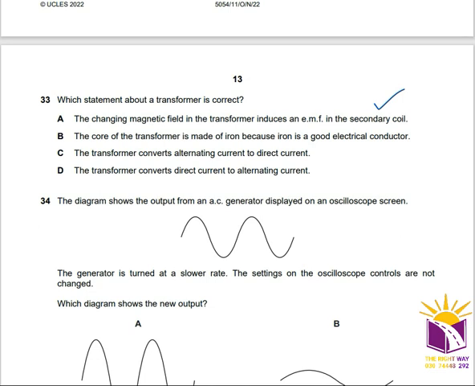The core of the transformer is made of iron because iron is a good electrical conductor. No, we could also use something like plastic as well. The transformer converts alternating current to direct current. No, a transformer does not convert this. The transformer converts direct to alternating current. This is not the process of conversion of alternating to direct current either. It can increase or decrease the voltage level, but it cannot convert alternating current to direct current or direct current to alternating current. So A is the right option.